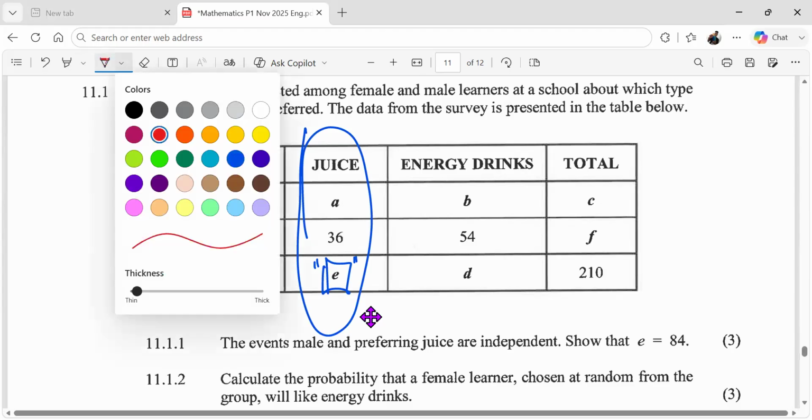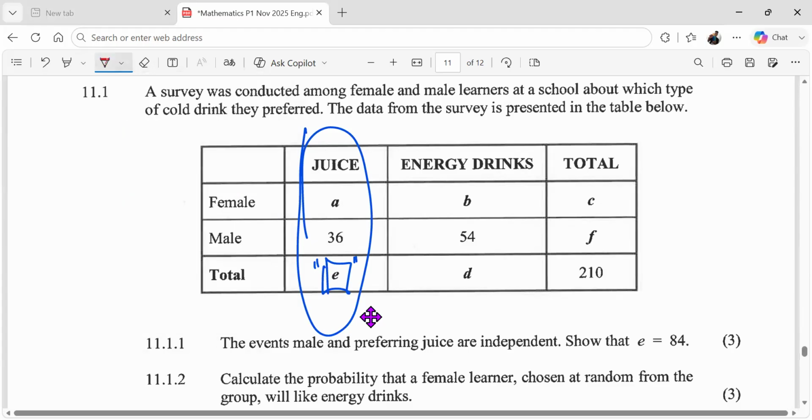Now we jump. With regards to energy drinks, B females prefer energy drink, 54 males prefer energy drink. The total number of learners who prefer energy drinks is D.